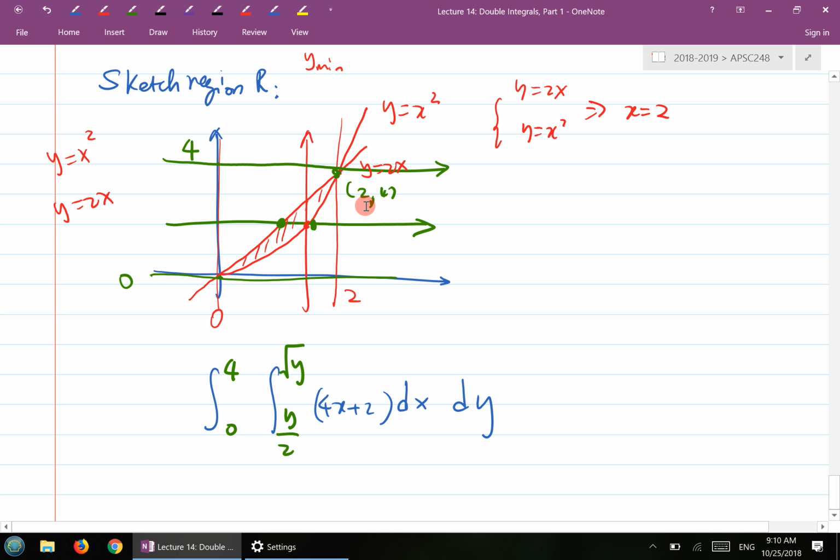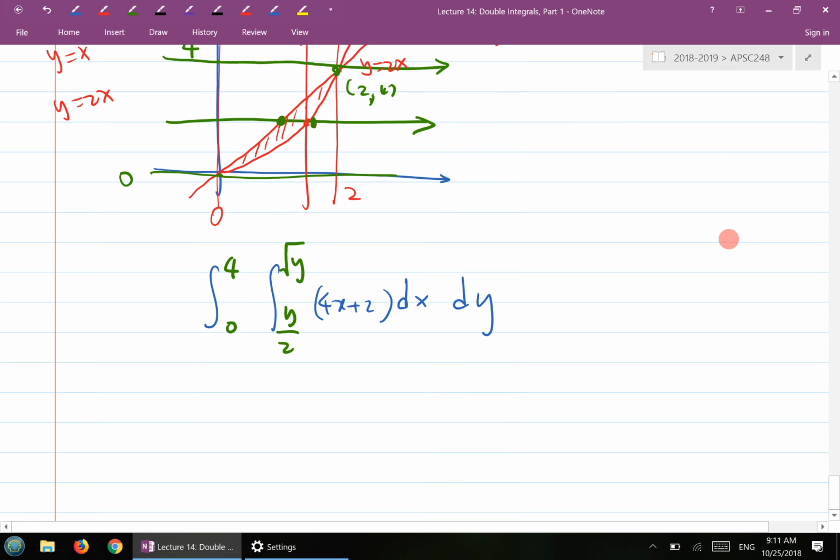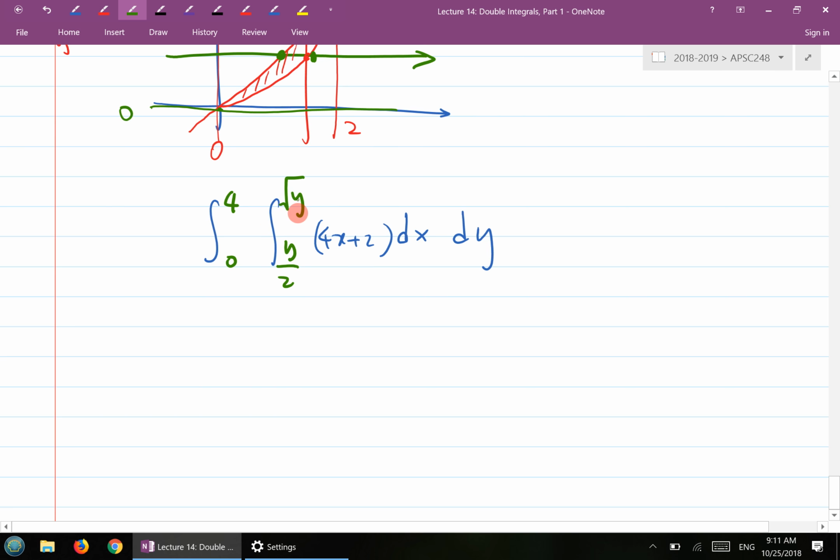Is that clear? So this is basically the idea of the double integral. When you look at it, the whole thing for double integral is focused on finding the limits. As long as your limits are found properly, the rest of the work is basically a scalar integral. There's really nothing tricky here.